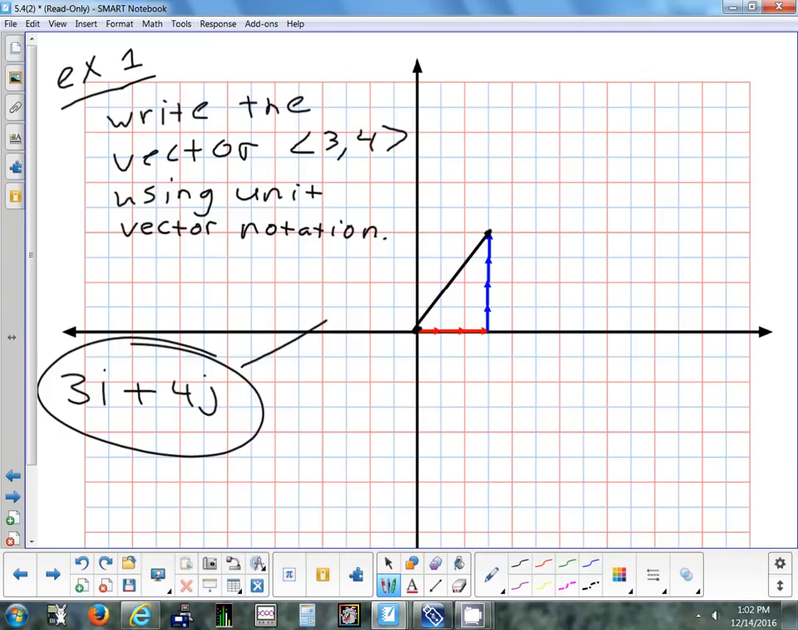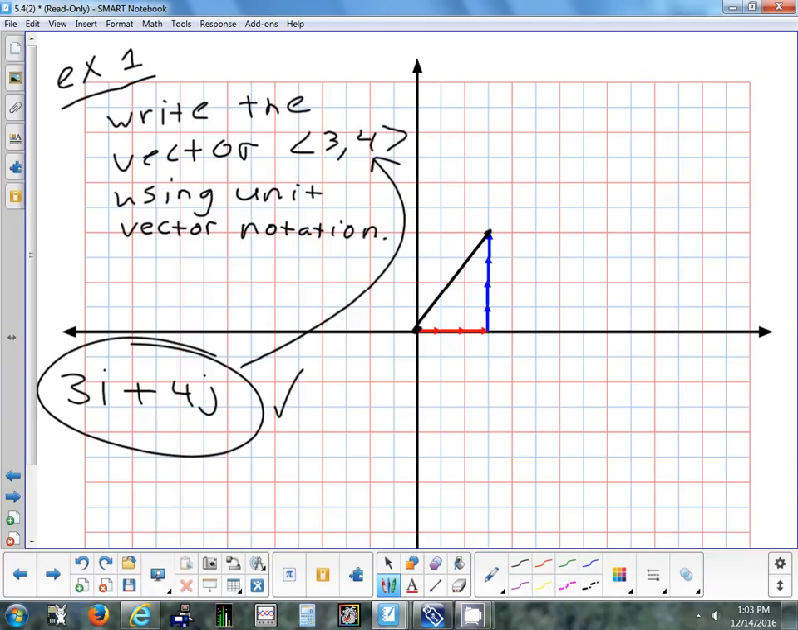That is how you can write this vector. 3 of the i's plus 4 of the j's. And this notation is called unit vector notation. 3i plus 4j. And that's it. That's all there is to unit vector notation. So basically, just think of it as stacking i's and j's together. We can just take the vector points that it gives us and put i's and j's with it, and take away the comma in the brackets.